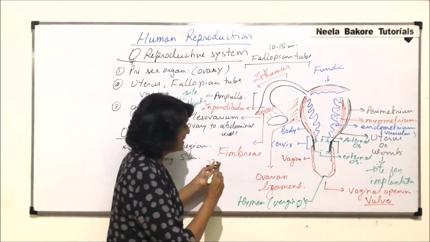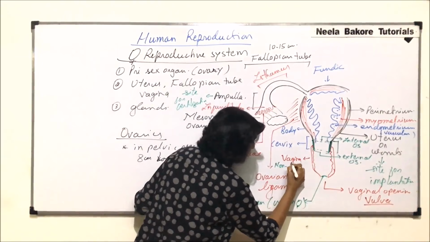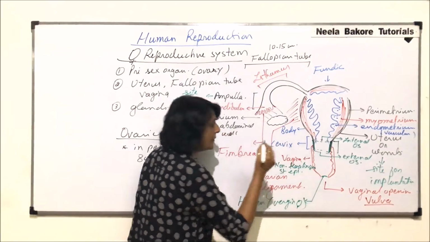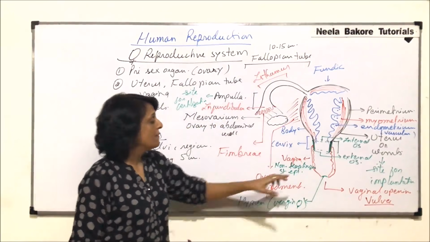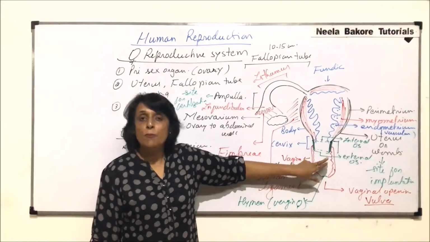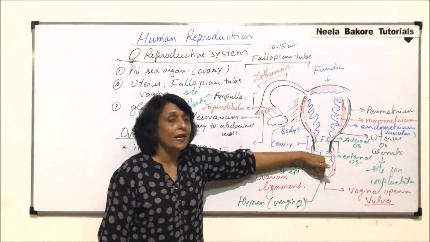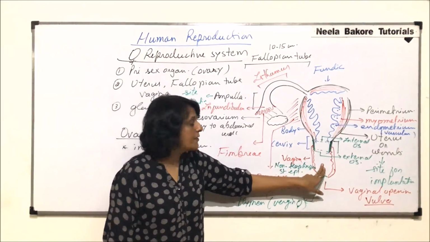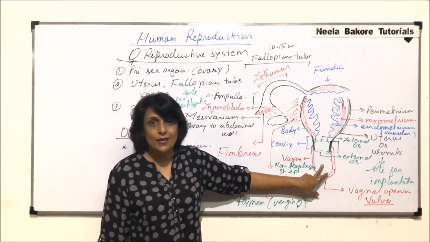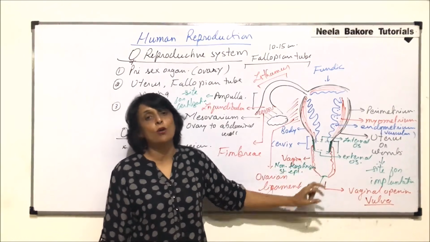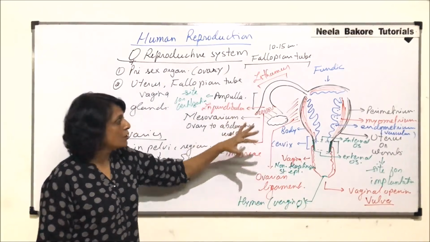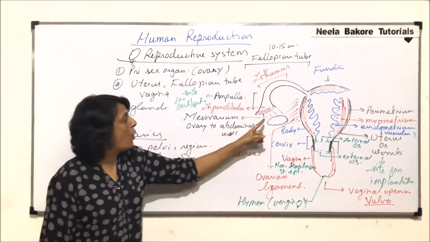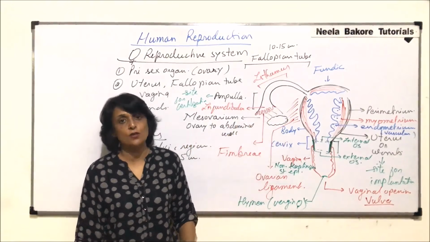The vagina is lined with non-keratinized stratified epithelia, and this vagina acts as birth canal also, because from here only the fully formed fetus would be expelled, and it is the same place where the sperms would get deposited. So it receives the sperms also, and it also acts as birth canal. So this is the overall arrangement of all the parts. Now in the next video we'll take up all these parts individually and we'll see the structures in detail.